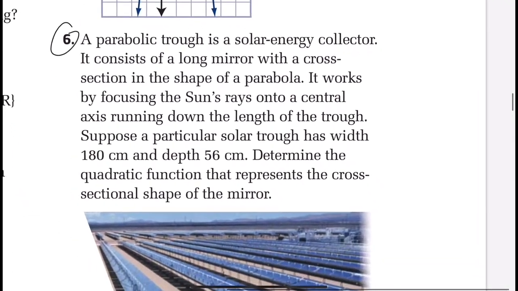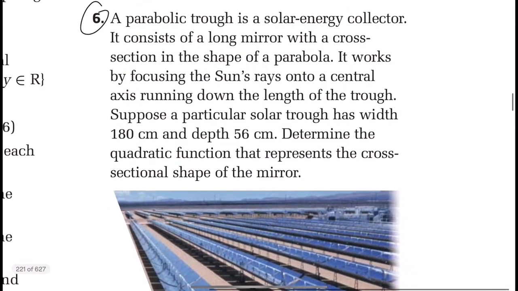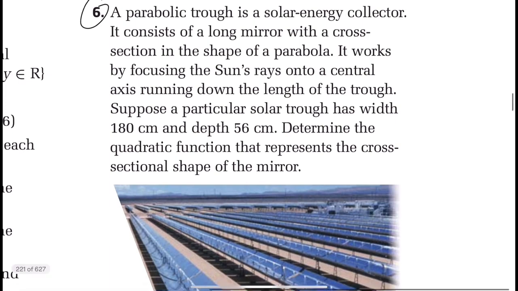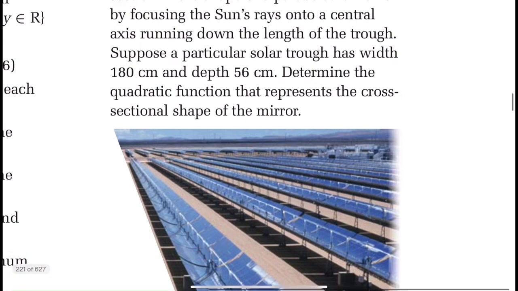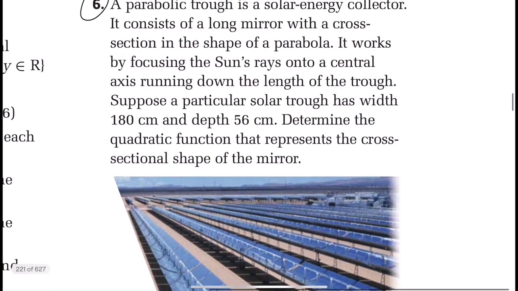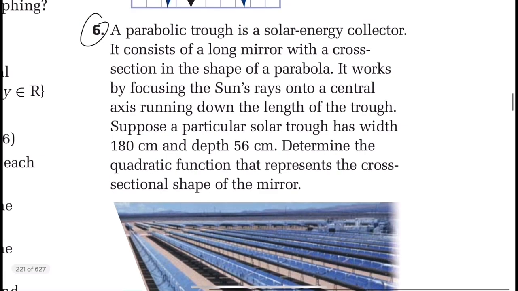This question is important to do because I read it before and I find it interesting, so we needed to do it. They are telling us that this solar system has a parabolic shape, and they want us to determine the quadratic function that represents the cross section shape of the mirror. They are asking us to find the equation, so the vertex form of the equation.